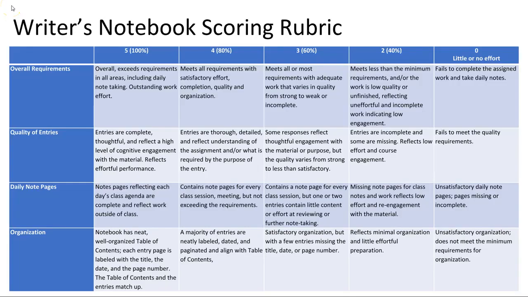Finally, here's the rubric I will use to assess your writer's notebook. A score of 5 is only awarded for excellence. Please pay careful attention to the descriptors outlined here. There's also a PDF copy of this rubric available on Canvas under Course Information and Resources.